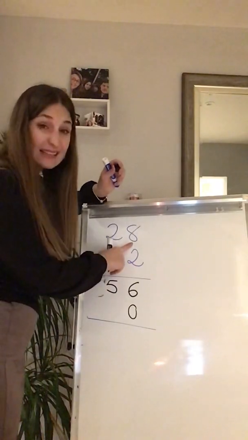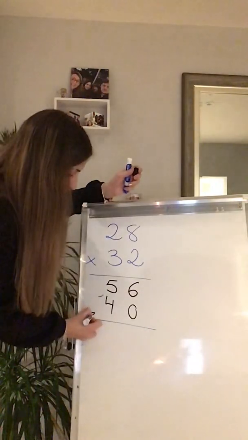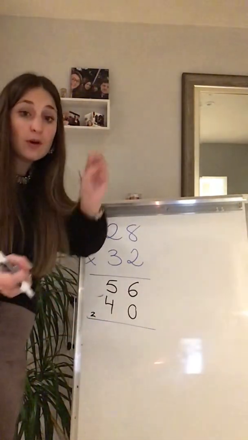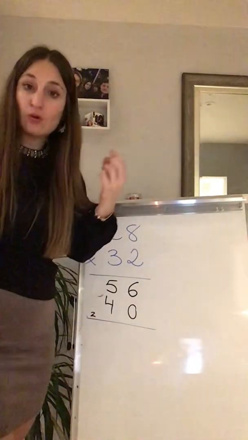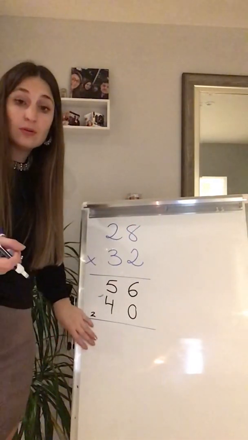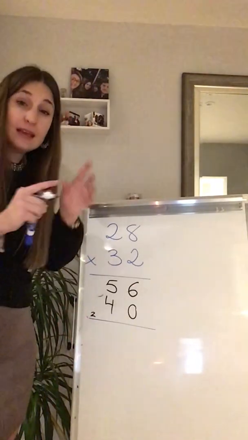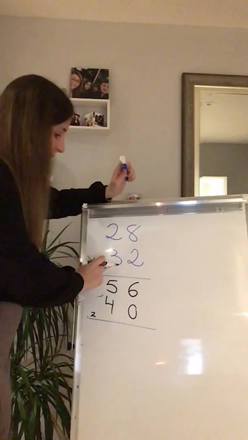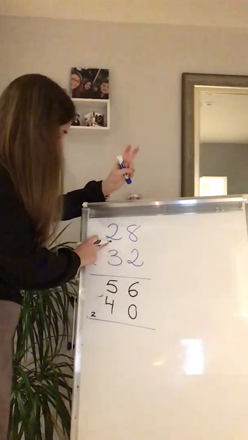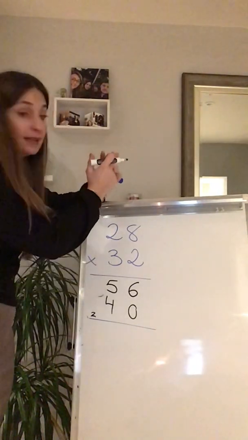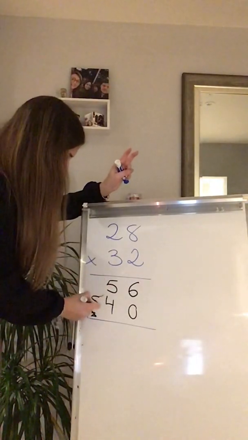3 times 8 is 24, and again you can put the 2 there if you want, the one that you are going to regroup, or you can just keep it on your head or on your fingers. I rather have it on my fingers or on the whiteboard, or on the paper, because on my head sometimes I forget them, okay? 3 times 2 is 6, add 2 is 8.